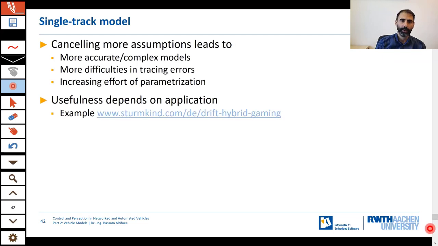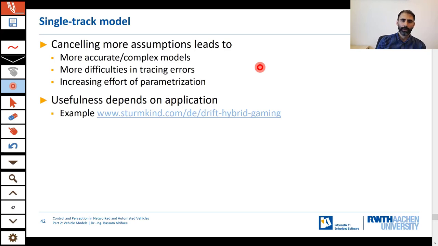And I would like here to speak about advantages and disadvantages of such a model. What happens? Canceling more assumptions leads to more accurate and complex models, of course. But at the same time, we would have more difficulties to trace errors. And also, what is more time consuming than difficult, we increase the effort of parameterization.